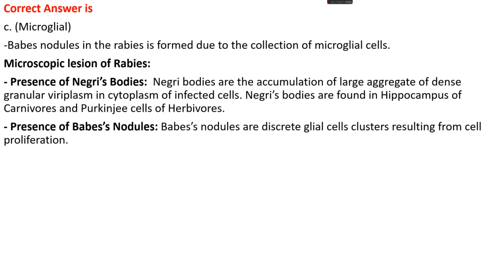If we look at the microscopic lesions of rabies, we find Negri bodies and Babes nodules. Negri bodies are actually accumulations of large aggregates of dense granular viroplasm in the cytoplasm of infected cells. These Negri bodies are found in the hippocampus in carnivorous animals, and in Purkinje cells of herbivores. And second are the Babes nodules. Babes nodules are discrete glial cell clusters, resulting from cell proliferation.